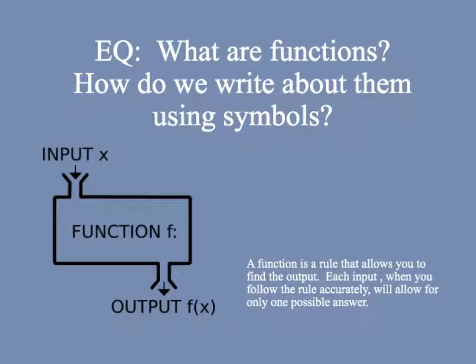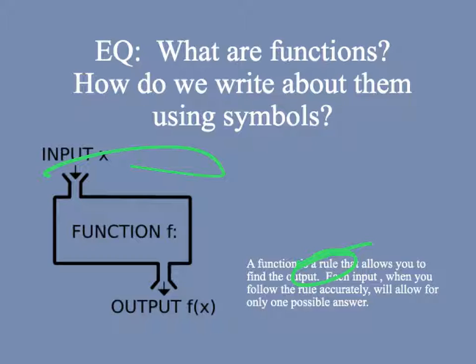So today we are talking about functions, what they are and how we talk about them and how we write about them using symbols. A function is basically just a rule. It's a rule that allows us to predict the output if we know the input. So we've been practicing with some rules, and this is a picture, kind of a function machine.